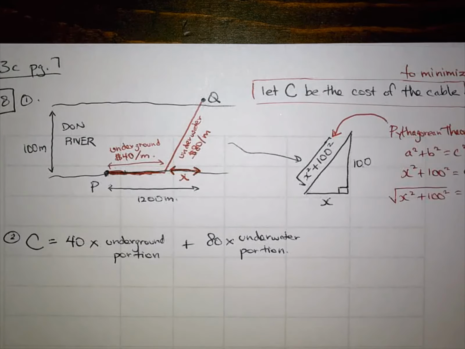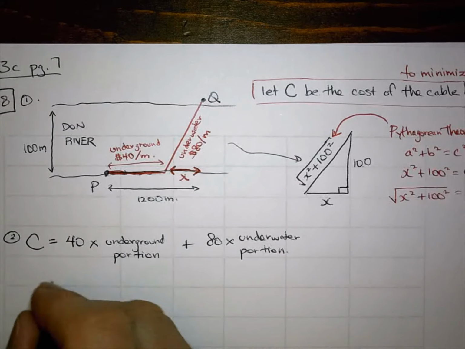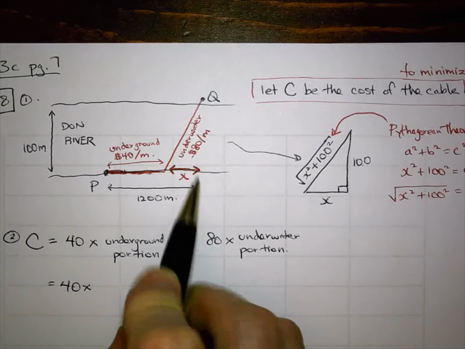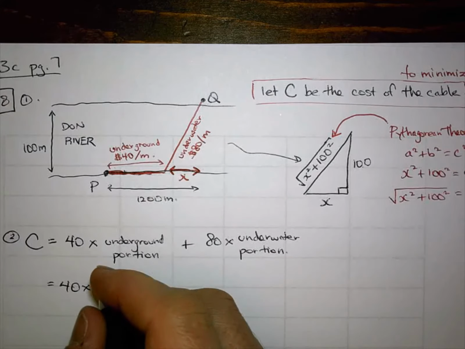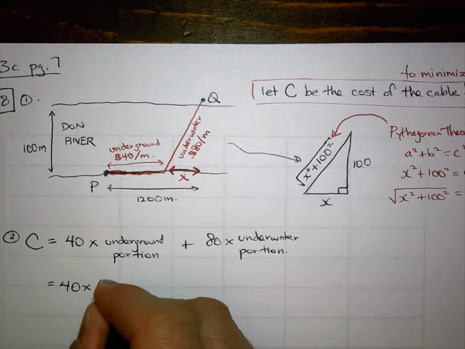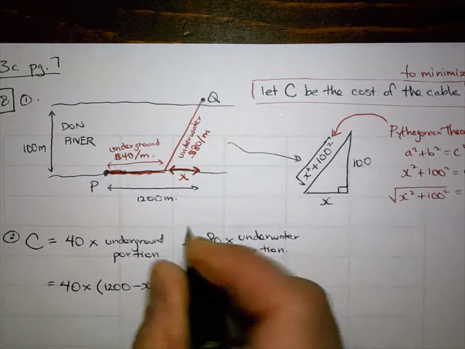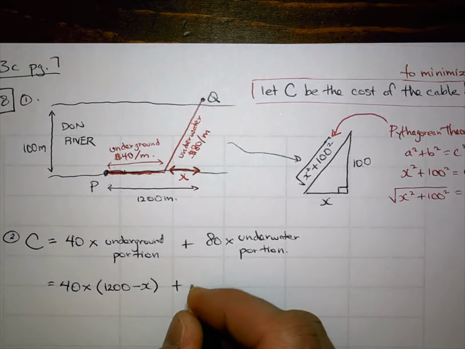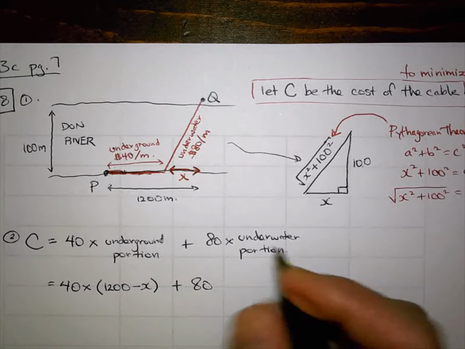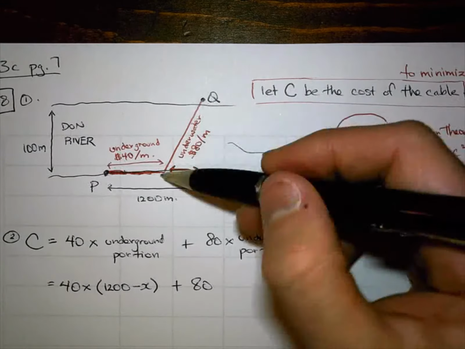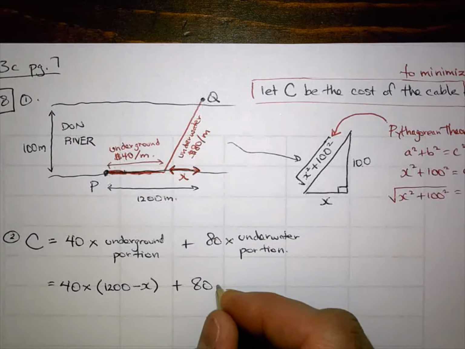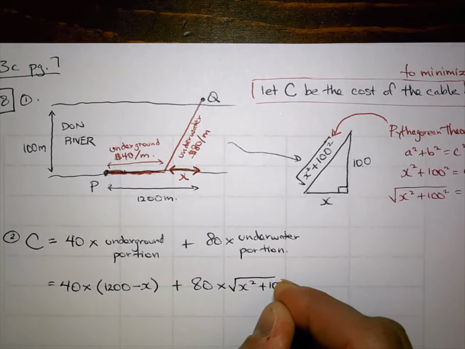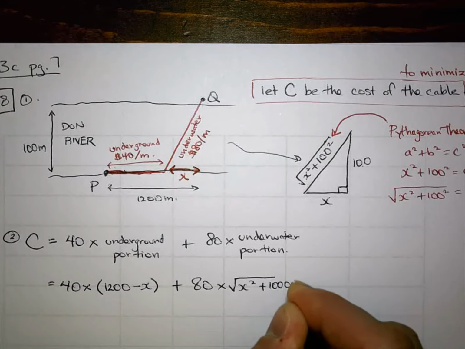So what is the underground portion? It's 40 times 1,200 meters, take away this x. So this is going to be 1,200 meters minus that distance that I'm crossing at that point. And then my underwater portion is going to be this hypotenuse, which we just found. So it's 80 times the square root of x squared plus 100 squared, which is 10,000.